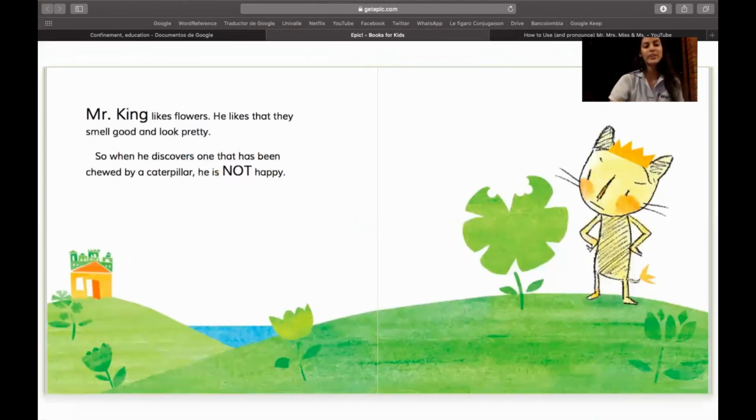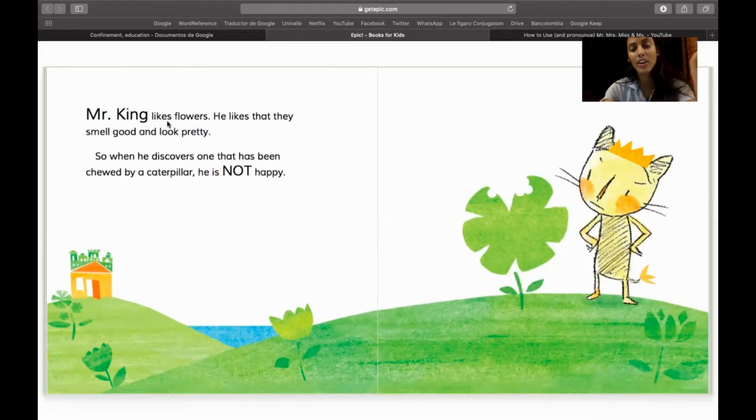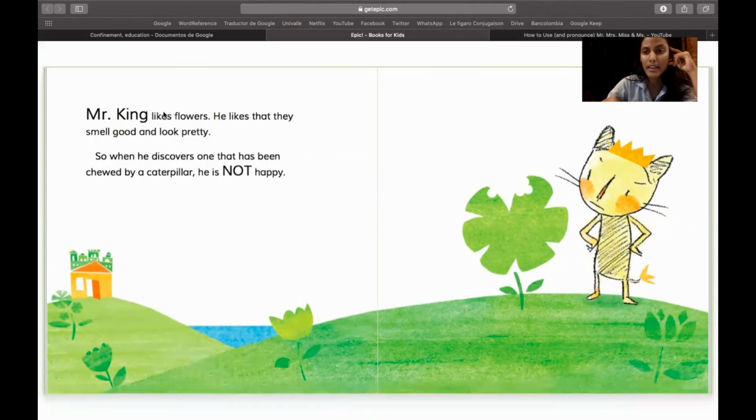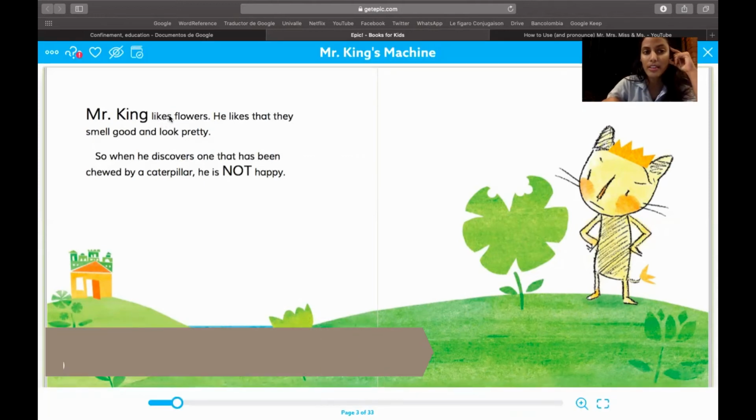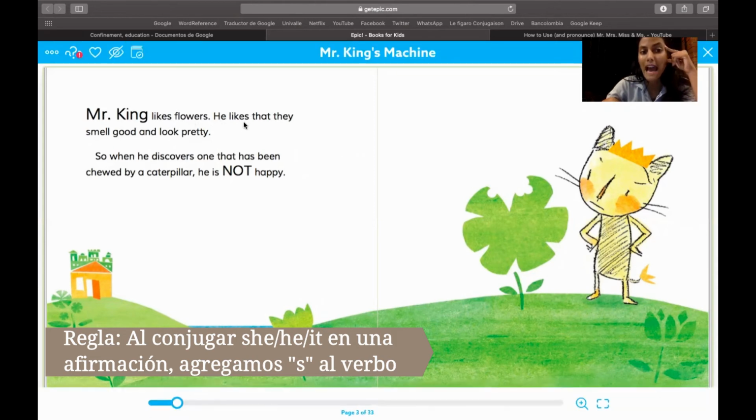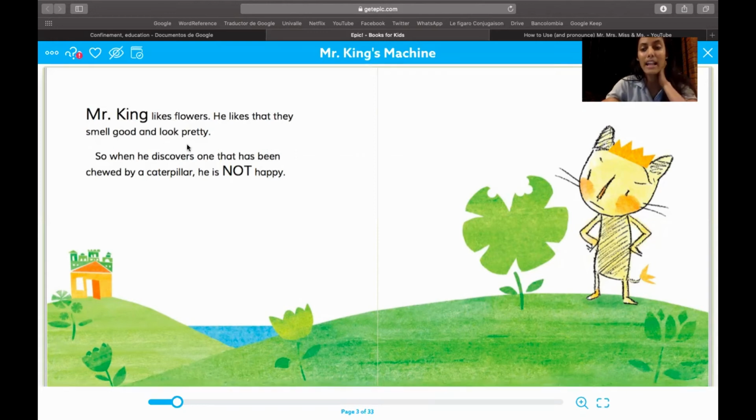Pay attention. Mr. King likes flowers. So, en la conjugación de la segunda persona del singular, es decir, él o ella, we use an S in the verb. Siempre en una afirmación lleva una S el verbo. That is the rule. Okay? So, he likes that they smell good and look pretty.